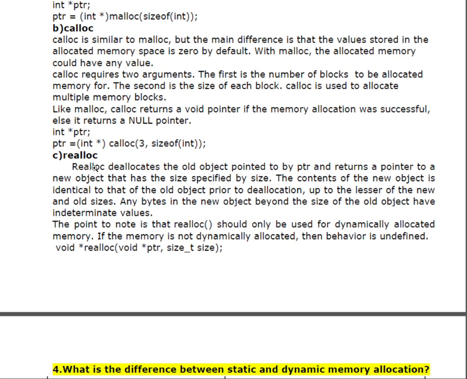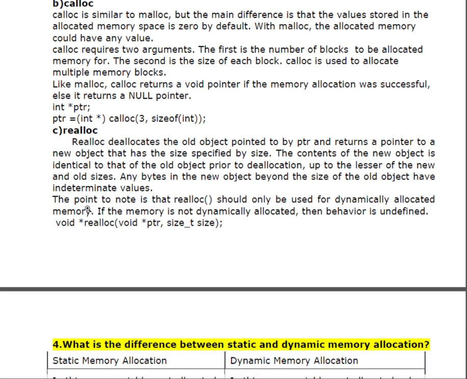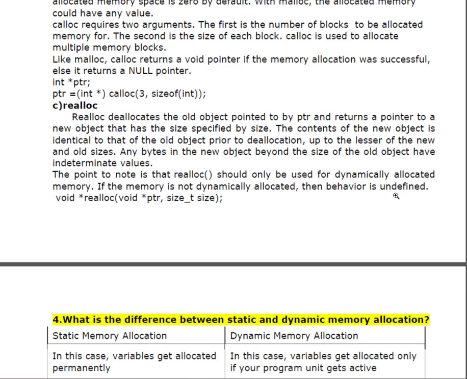What is realloc? Realloc deallocates the old object pointed to by ptr and returns a pointer to a new object that has the size specified by size. That means realloc is used to resize or deallocate memory. One point to be noted is that realloc should only be used for dynamically allocated memory. If the memory is not dynamically allocated, then the behavior is undefined.